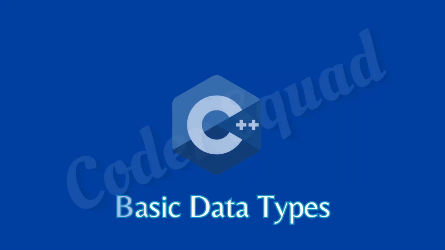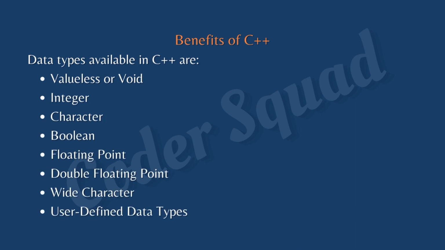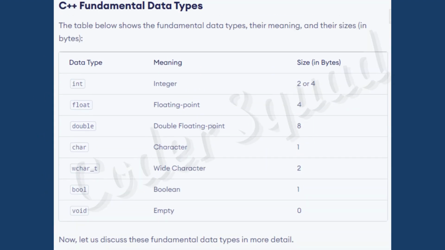C++ offers several basic data types. The most common ones include int for integers, float for floating point numbers, char for characters, and bool for Boolean values. Let's take a closer look at each.